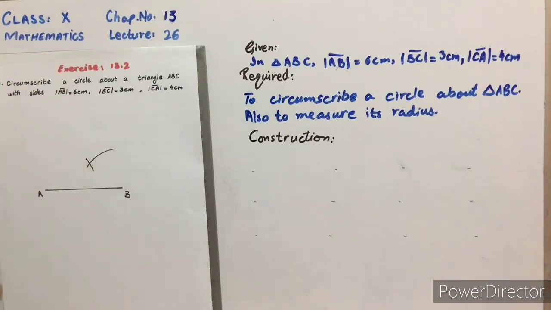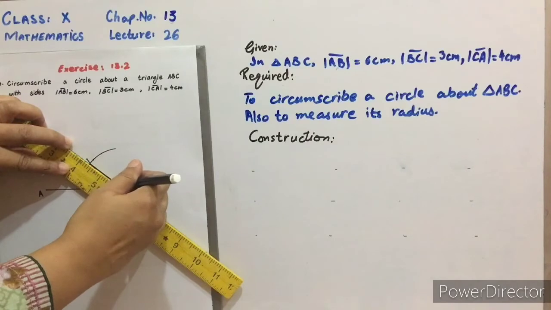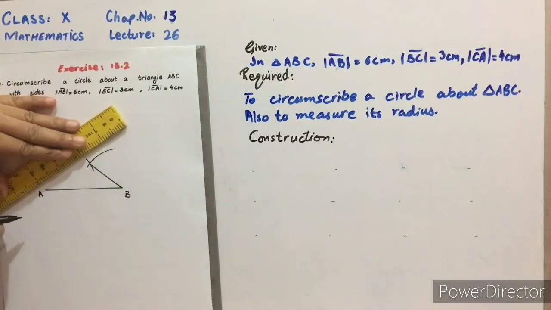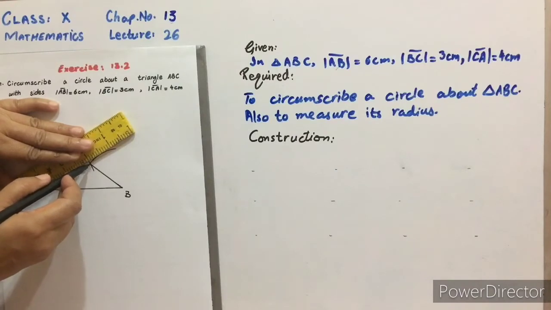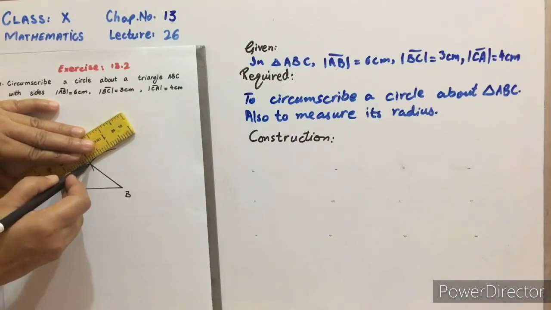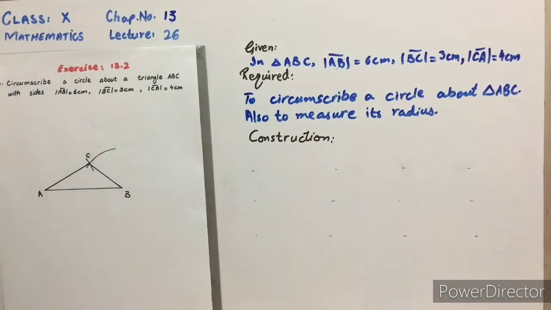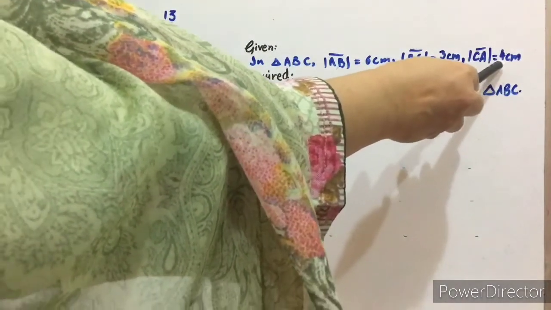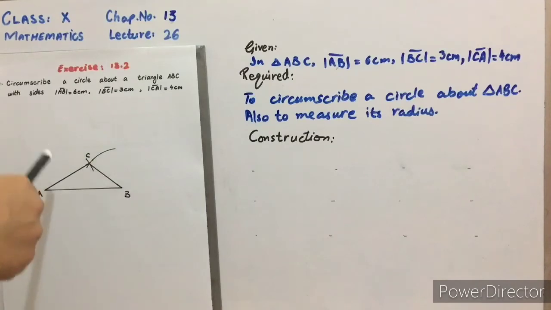Now according to the given statement, we have a triangle ABC in which AB is 6 centimeters long, BC is 3 centimeters long and AC is 4 centimeters long. Triangle ABC is formed. In triangle ABC, AB is equal to 6 centimeters, BC is equal to 3 centimeters and CA is equal to 4 centimeters. We are required to circumscribe the circle about the triangle ABC, and also to measure its radius.